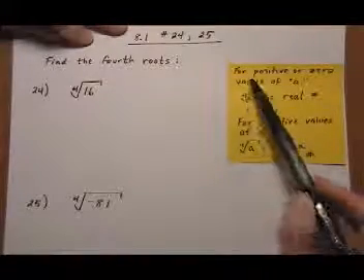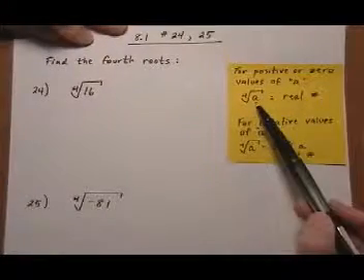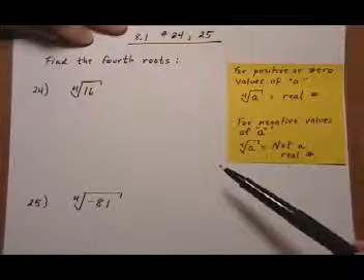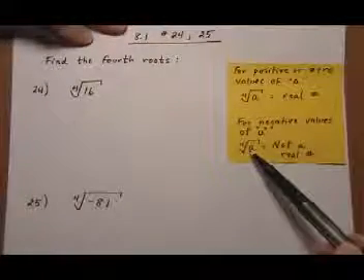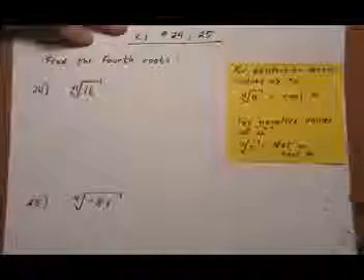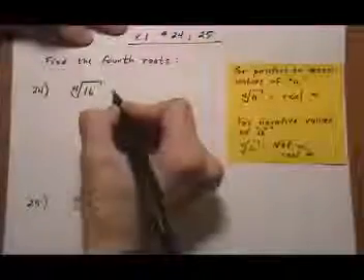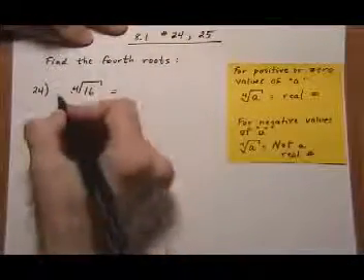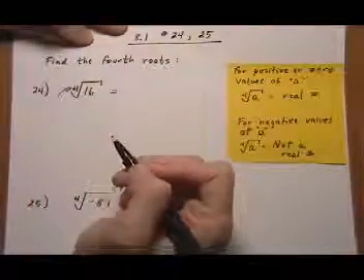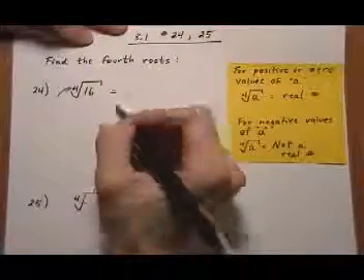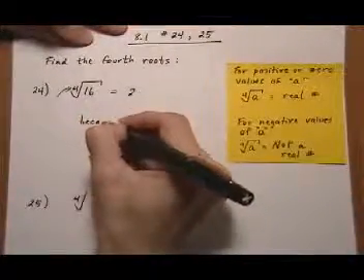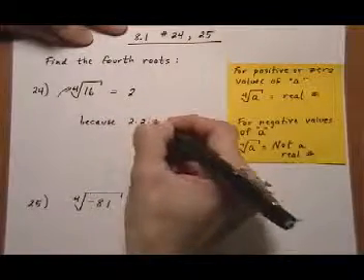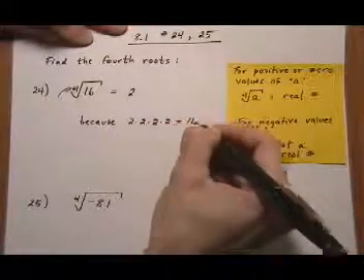So for a fourth root, for positive or zero values of a, you get a real number answer. For negative values of a, or in other words, a negative inside the radical, you get not a real number. So let's take a look. Fourth root of 16. So we want a number times itself 4 times that gives us the insides of 16. So the answer would be 2, because 2 times 2 times 2 times 2 equals 16.